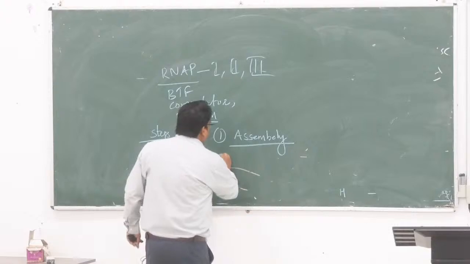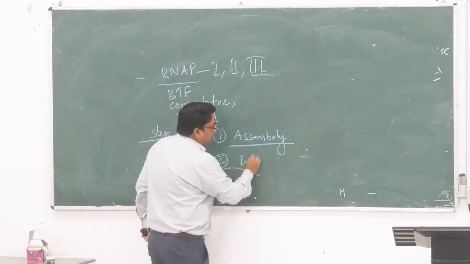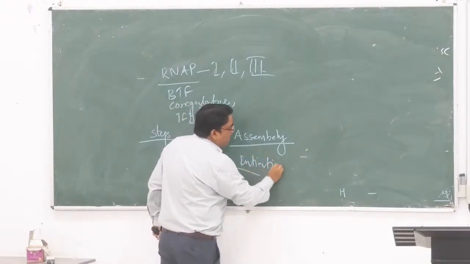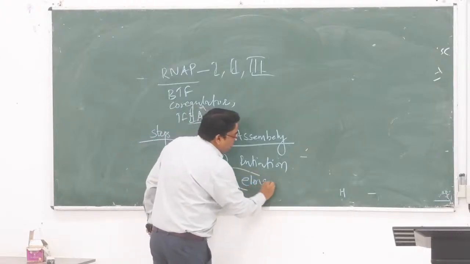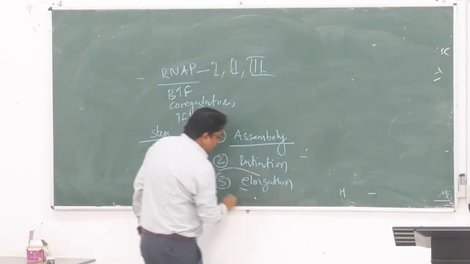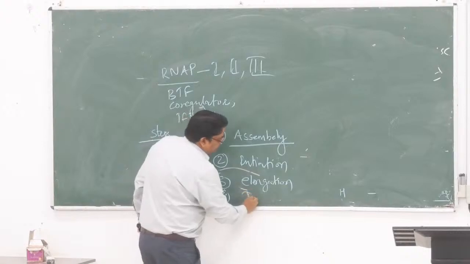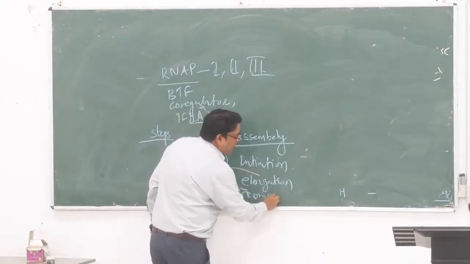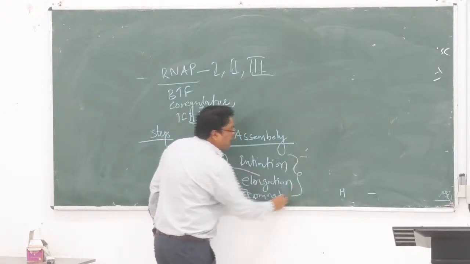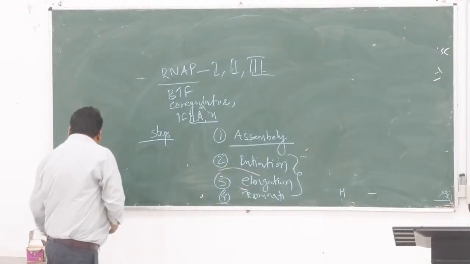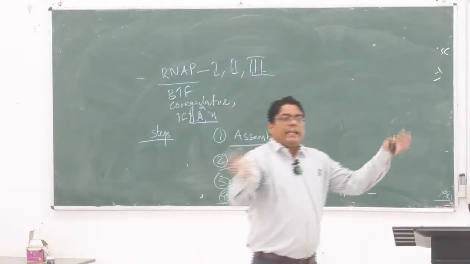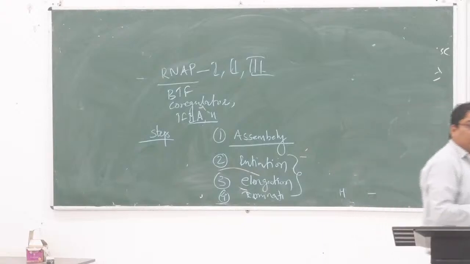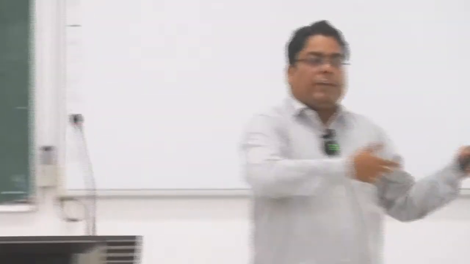After then, second step is initiation, then elongation, and lastly termination. Now these three steps are same like prokaryotes, but one step is different. Assembly. What is the meaning of assembly? Gathering. All of you gather in the ground, we call this assembly.